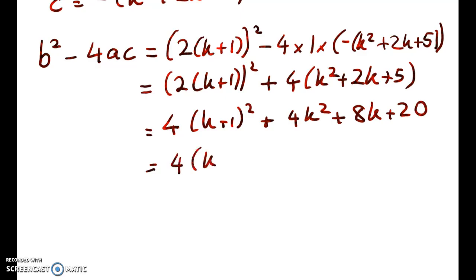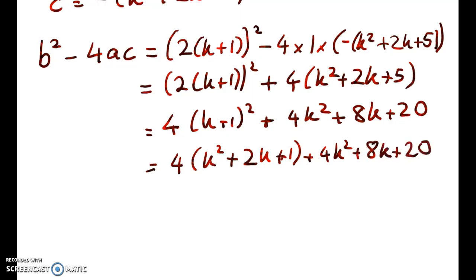So that's 4 times (k squared + 2k + 1) plus this bit. Expanding out this. As I said, you could skip a couple of lines in here if you really wanted to. Some of you watching are probably screaming at the computer screen at this point.